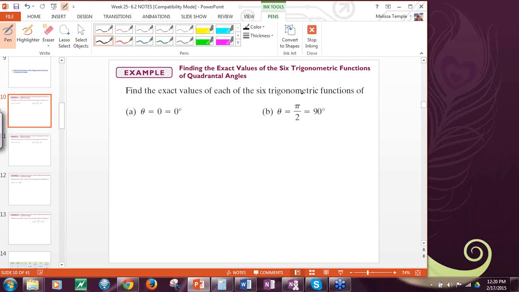It says find the exact value of each of the 6 trig functions. So we're just going to do A. A is the only thing that's going to fit on this slide. We'll do B on the next slide. And I want to find theta of 0, or at 0 degrees.